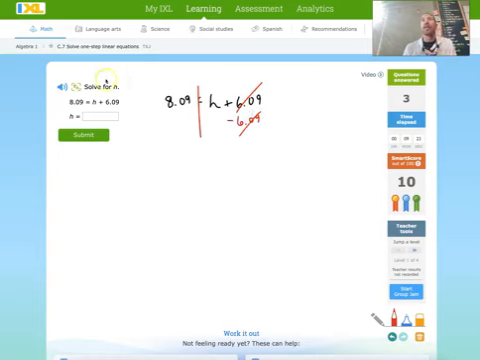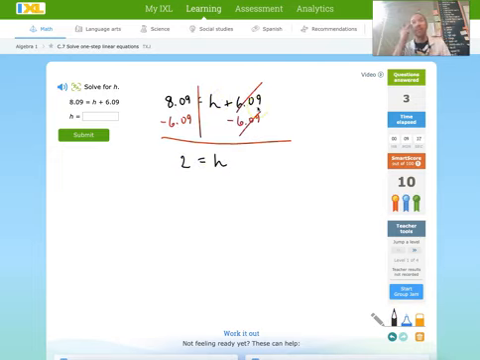Adding 6.09 and subtracting 6.09 are inverse operations. Now I have to subtract 6.09 over here. So on the left side, I believe that's just 2 with no decimal. The right side, I had a hamburger, $6.09. We took away $6.09. And we've got h equals 2, or 2 equals h.